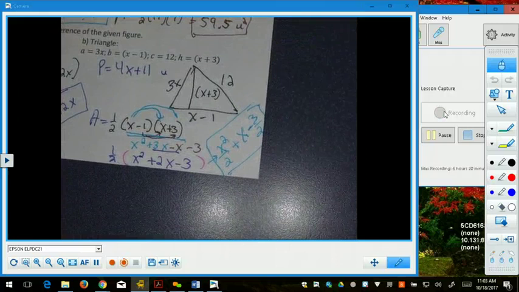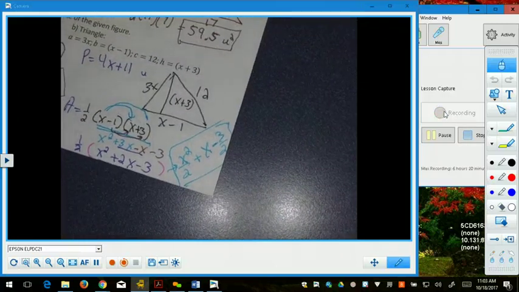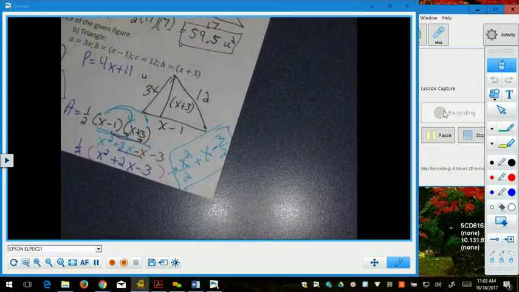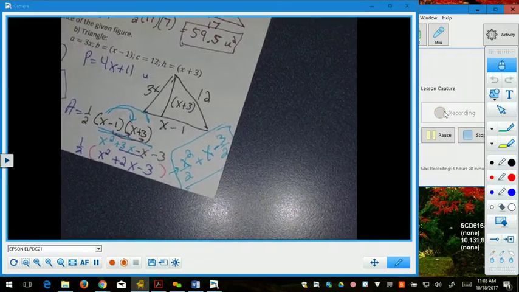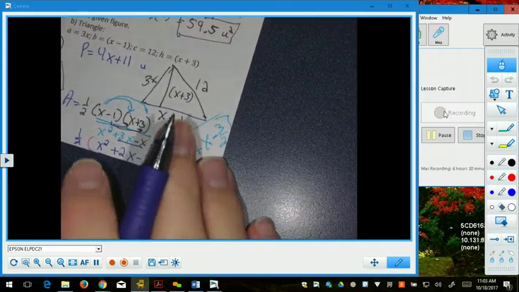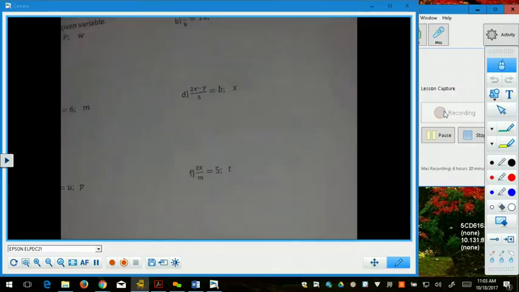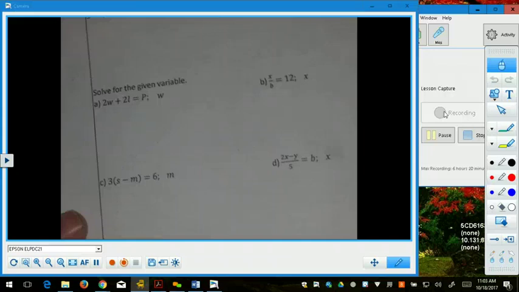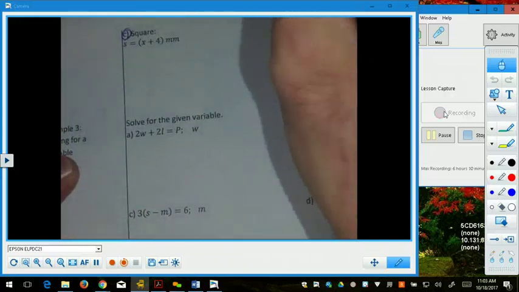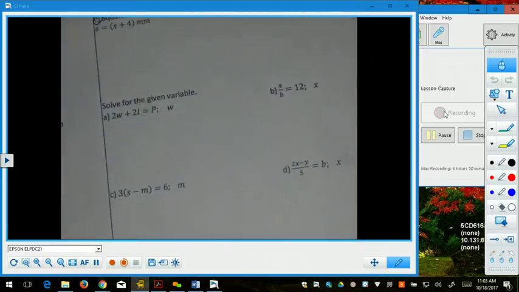Yes? Would you mark it wrong if we wrote 1/2 x squared? No, that's the same exact thing. Okay. Any questions on that one? All right, flip the page. I would like you to try this for letter C and letter D, please. You can draw a picture if it helps you.